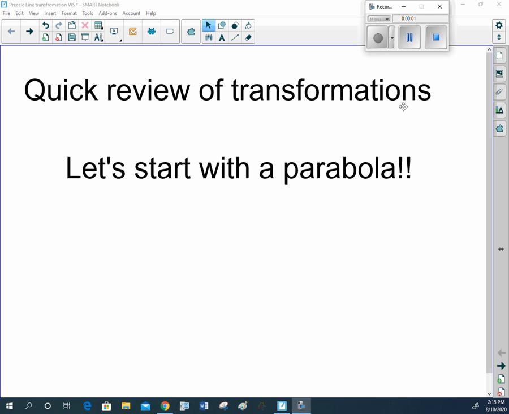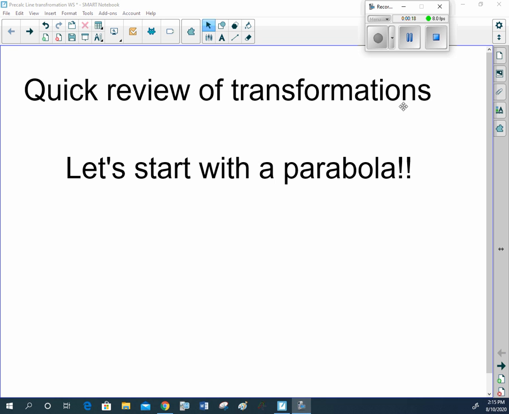Okay, this lesson is kind of just a precursor before we get into the book. We're just going to take a look at lines and a different way to graph lines than what you're used to. But first, we're going to refresh our idea about transformations with our functions. And so we'll start with the parabola.